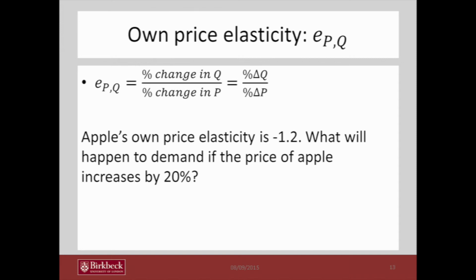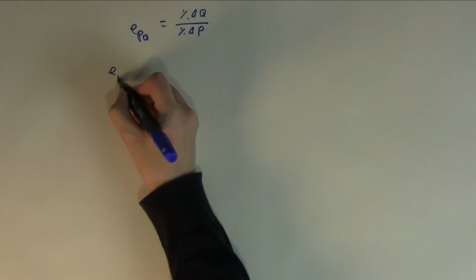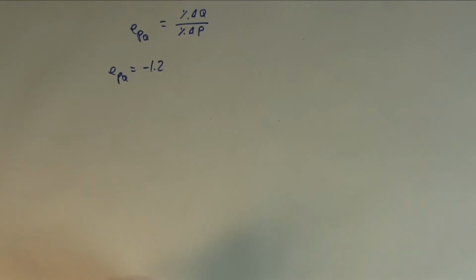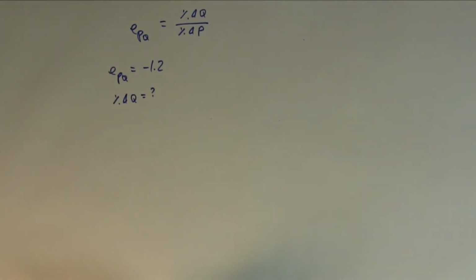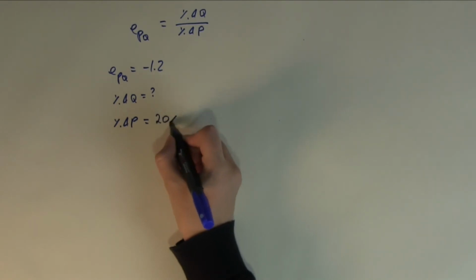Let's look at another example which is slightly different. Again, we will make use of the own price elasticity formula, which is the percentage change in quantity divided by the percentage change in price. So what we know now is that the own price elasticity is -1.2, and the question is what will happen to demand. So what is the percentage change in demand, if we know that the price of the apple increased? So increase is positive change, so we've got the positive 20% change.